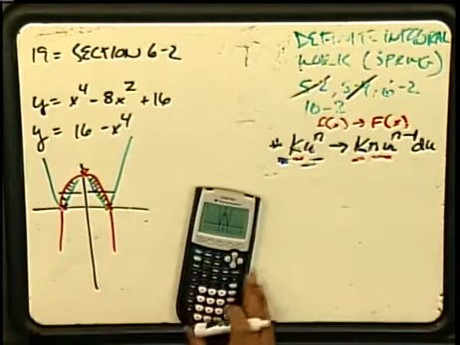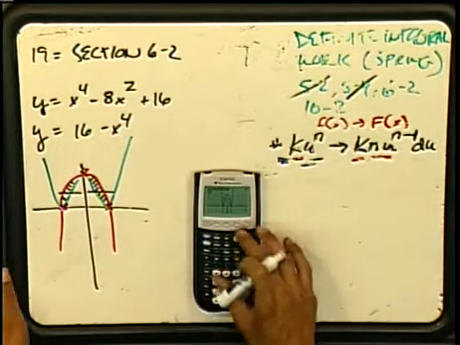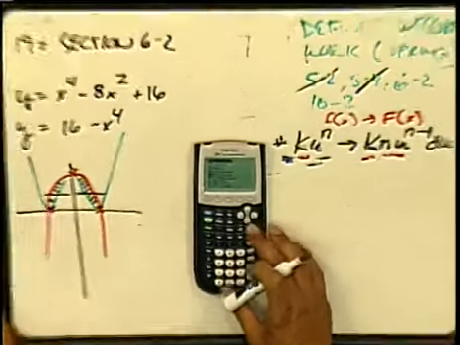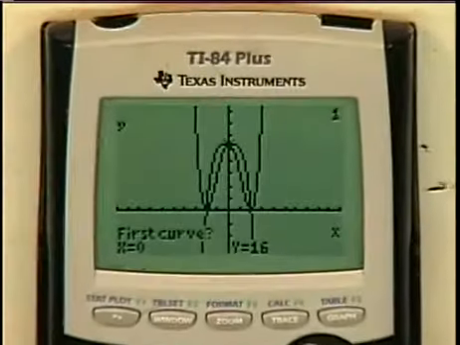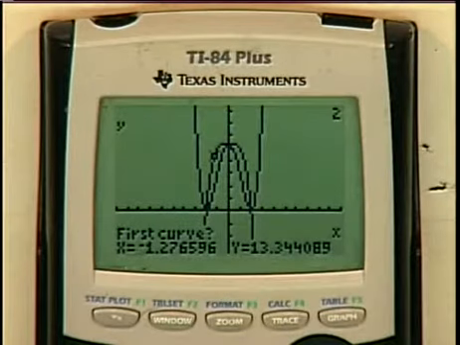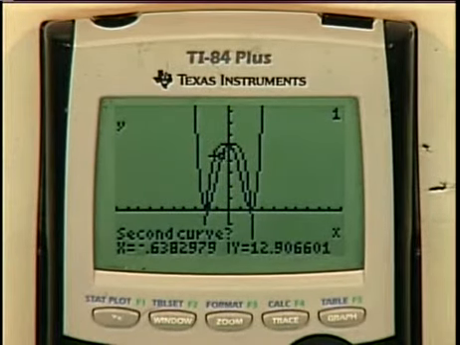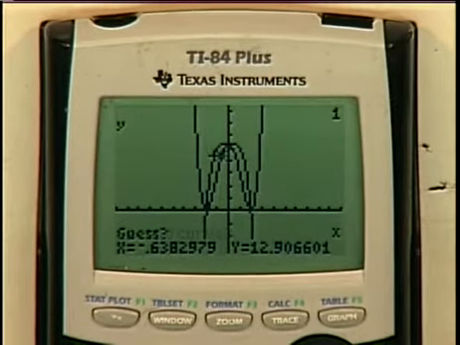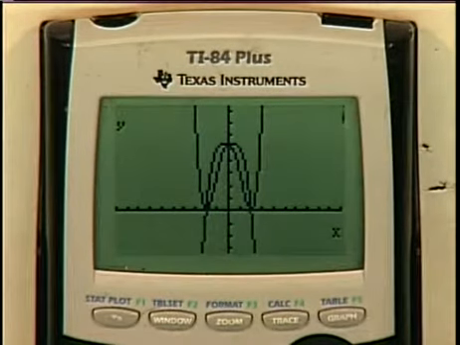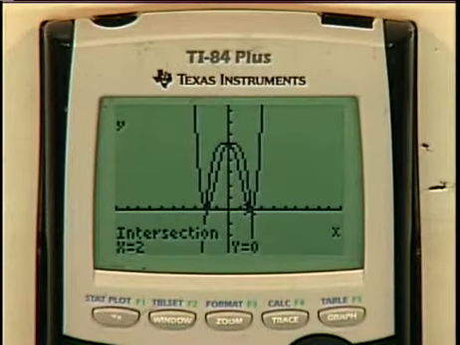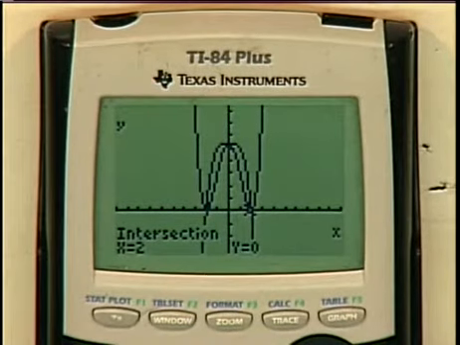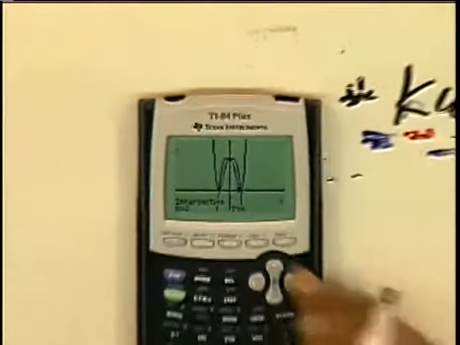I don't know. Second trace, intersection. Oh, yeah. You've got to get it on the first curve, and then the second curve. Don't you put it on the other side of it? Mm-hmm. 2, 0. There should be some more.